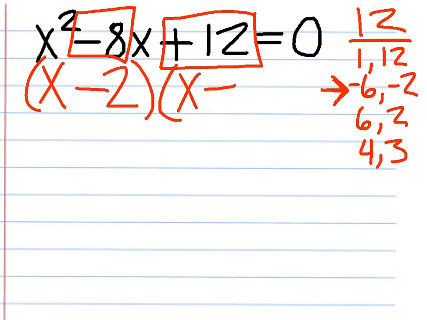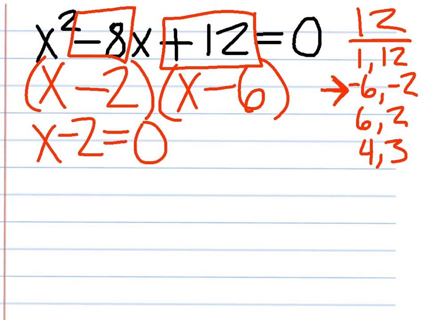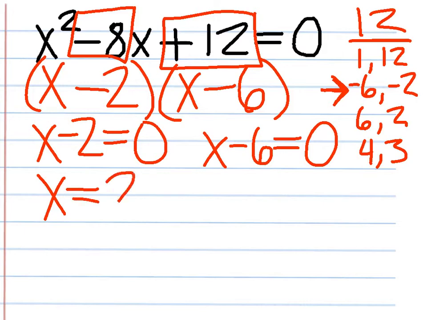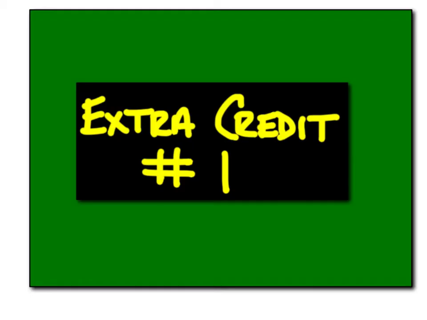So we put in negative 2, negative 6. We set x minus 2 equal to 0. Set x minus 6 equal to 0. And we solve for x. So our answer should be x equals 2 and x equals 6.